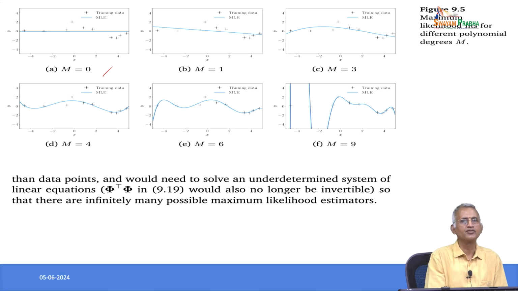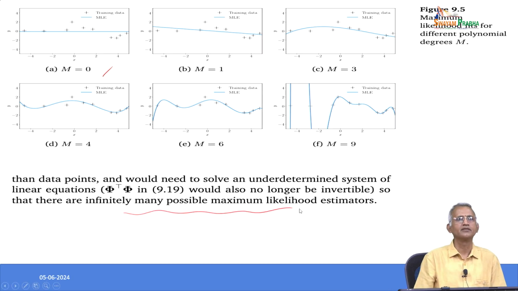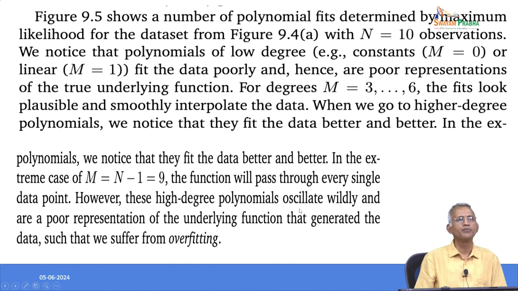So, these are all the demonstrations of the pictures, the data points, and we need to solve the underdetermined system of equations, equation 19, phi transpose phi. So, this also is no longer invertible, so there are infinitely many possible maximum likelihood estimators. Figure 9.5 shows the polynomial fits determined by maximum likelihood for the data set of figure 9.4a with n equal to 10 observations.